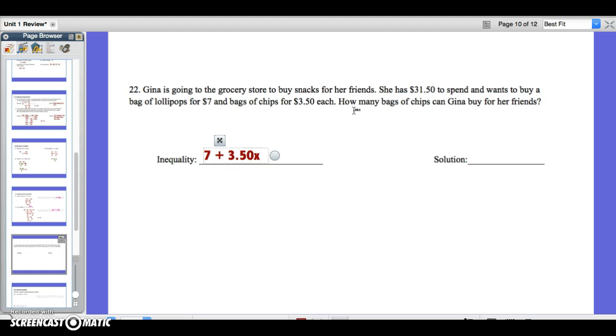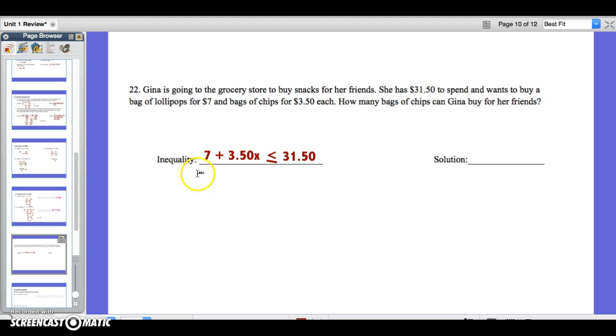Now she wants to spend less than or equal to that total amount that she has. So less than, and then I'm going to draw my symbol in here, less than or equal to, we'll go back up here, the $31.50. So here is my inequality. So you would get a point for setting this up correctly.